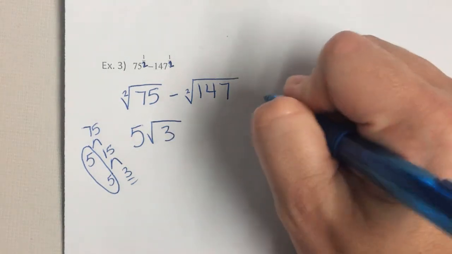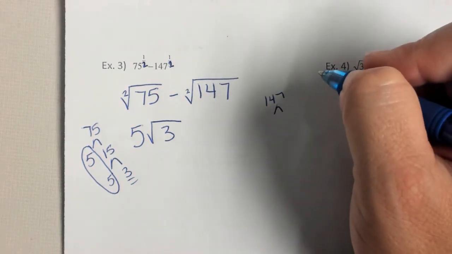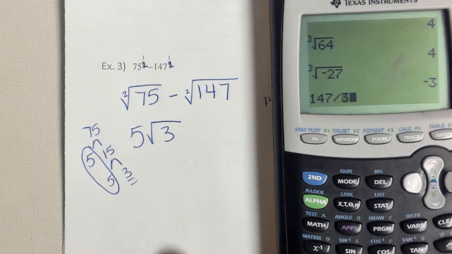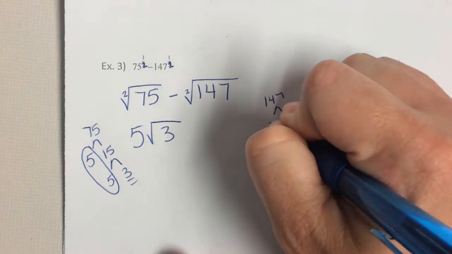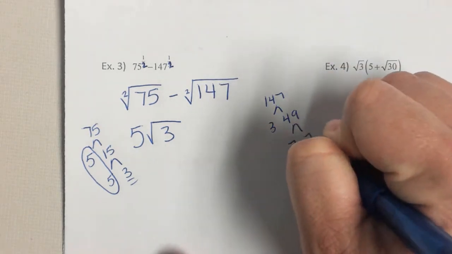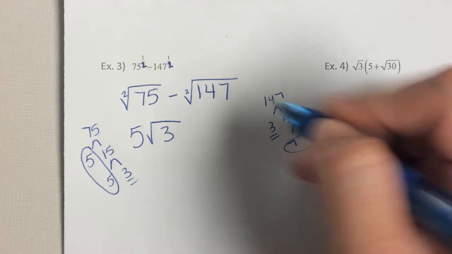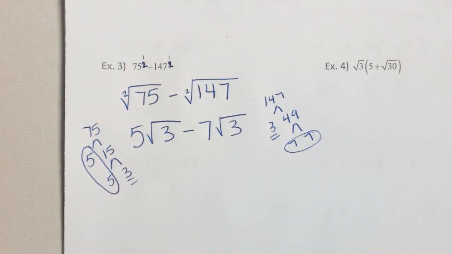Okay, and then I have 147. What goes into 147? 2 doesn't, but 3 does, 49 times. Isn't 49 a perfect square? 7 times 7, right? So I know I have a pair of 7 and a 3. So this is going to be minus 7 square root of 3.